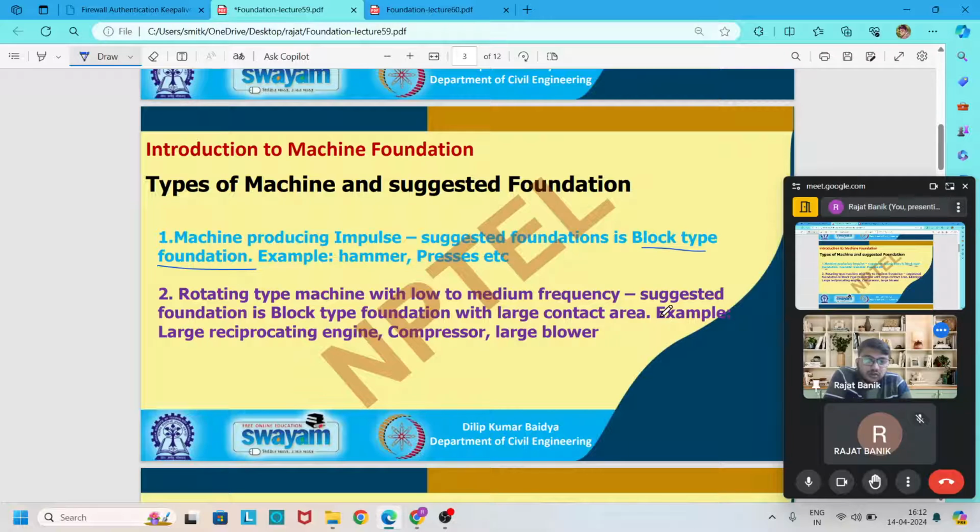Examples of rotating machines with low to medium frequency are large reciprocating engines, compressors, and large blowers. For these we use a block type foundation with large contact area.